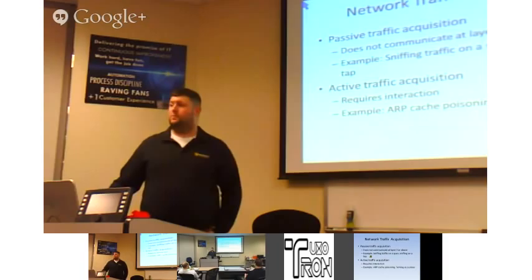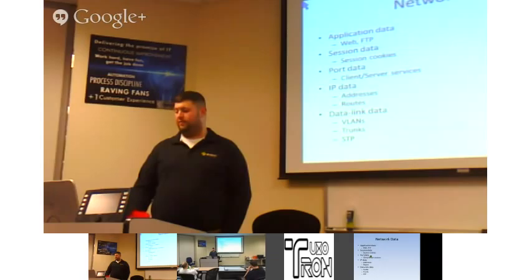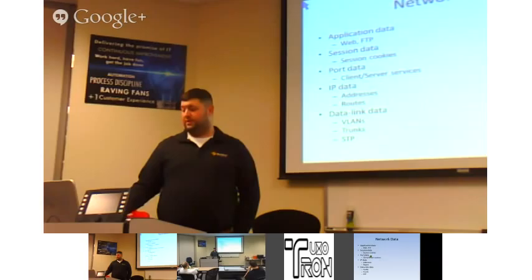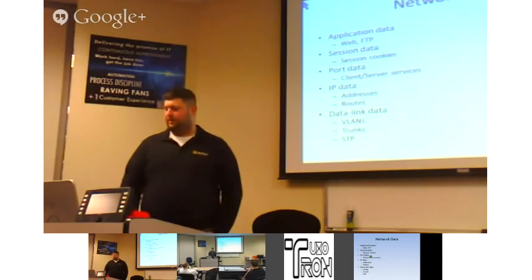Network data. What kind of stuff do you expect to see, and what type of stuff might be usable? Application data, again, the web, FTP. See what they're doing. The session data, cookies. As far as with the pen test, this is especially applicable. I've seen some nice programs for trying to guess cookies. Like cookie hijacking, basically. What method are they using? That'll be in the session data.